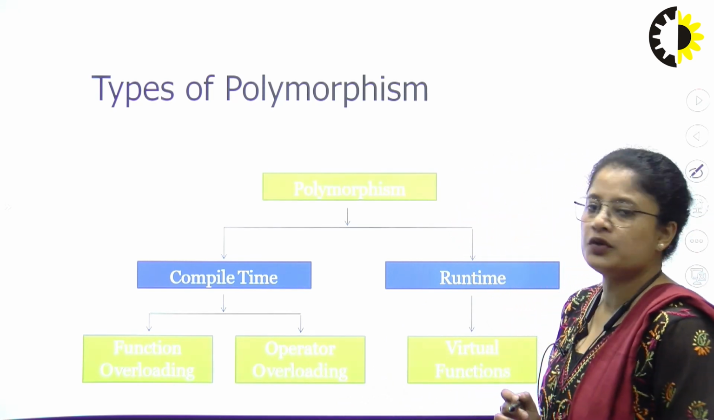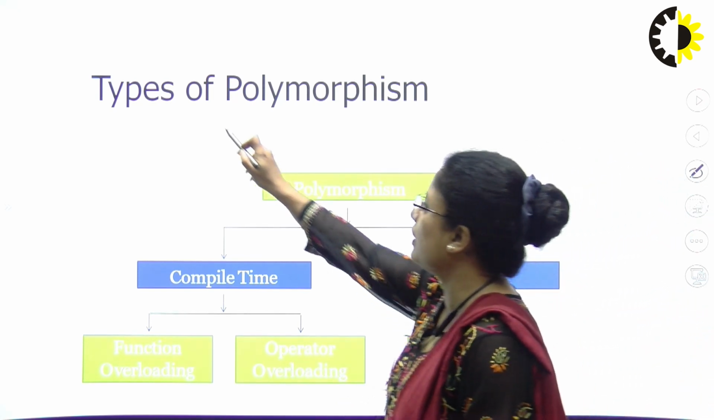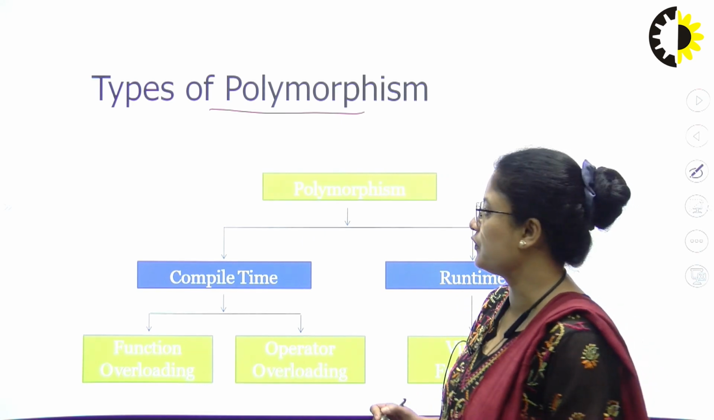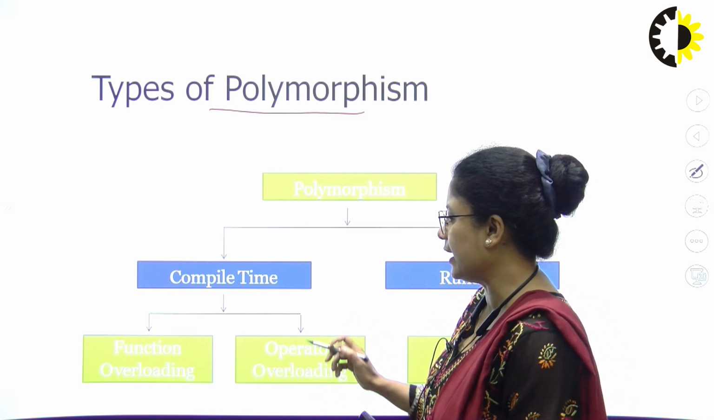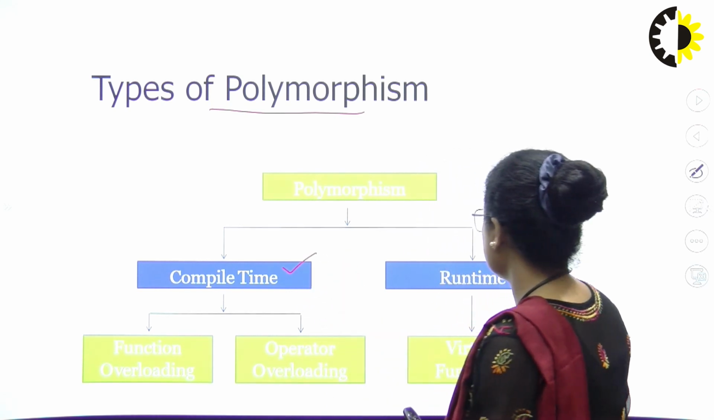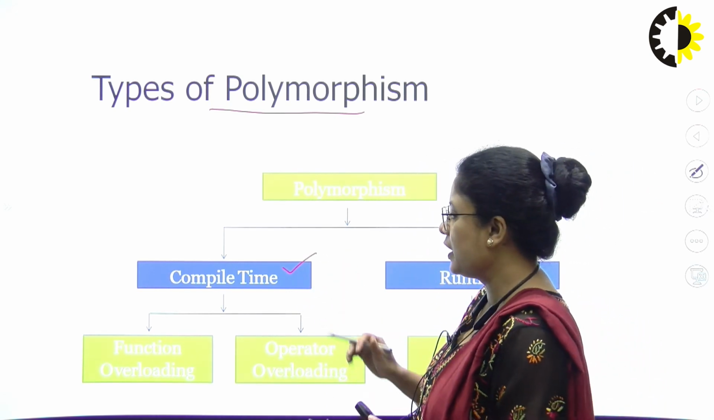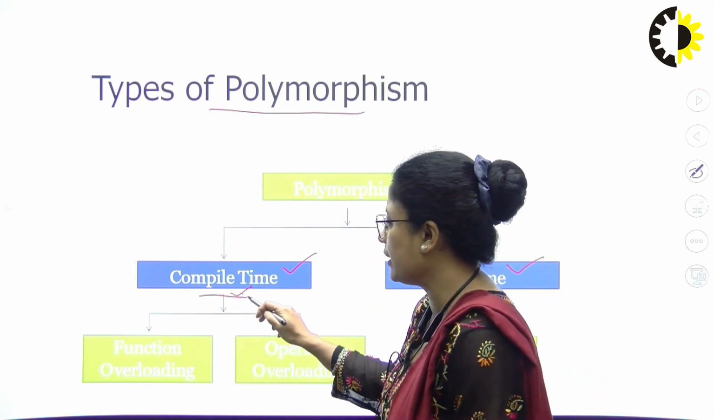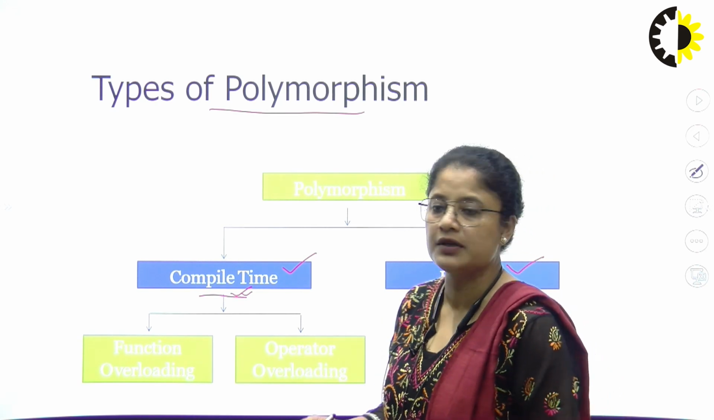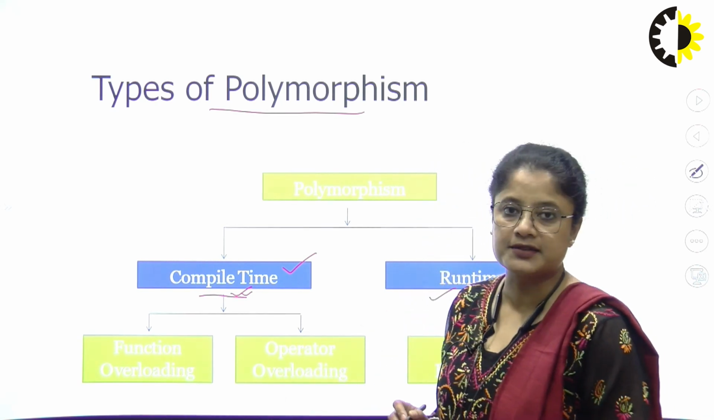Now we move on to the next topic: the types of polymorphism. Polymorphism can be briefly categorized into two types: compile time polymorphism and runtime polymorphism. From the name itself, we can understand that one occurs during compilation, and the other occurs during execution time.